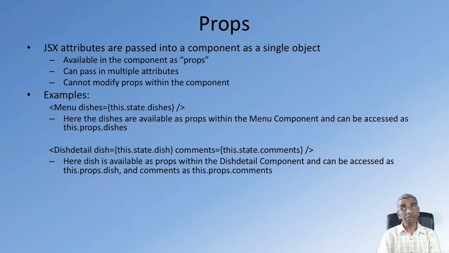Similarly, you can pass in multiple attributes if you choose to for a child component, and the child component will get access to each of these multiple attributes as this.props.the attribute name. So as you see, this.props.dish or this.props.comments and so on. So this is an easy way of a parent component passing information to its child component. So in this case, a parent component may be storing the state, and then the state information can be passed to the child component through the use of the props in the form of attributes that you specify to the JSX statements there.